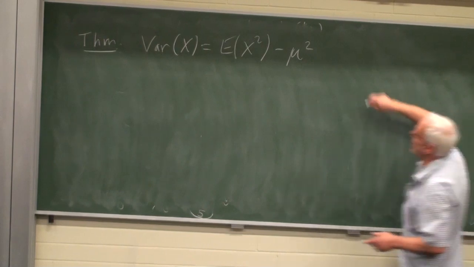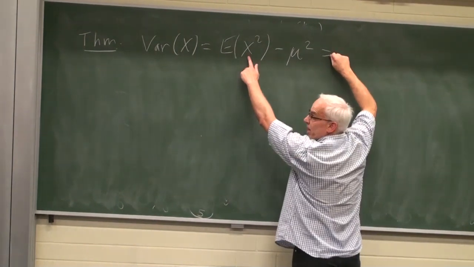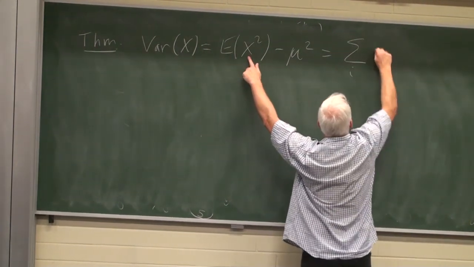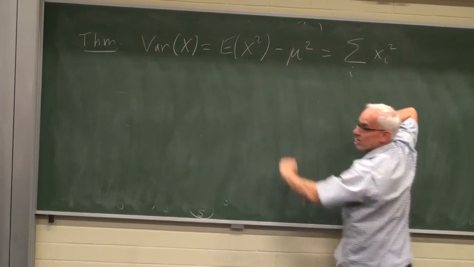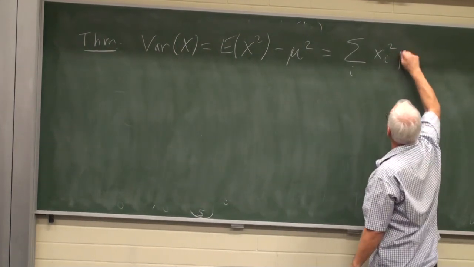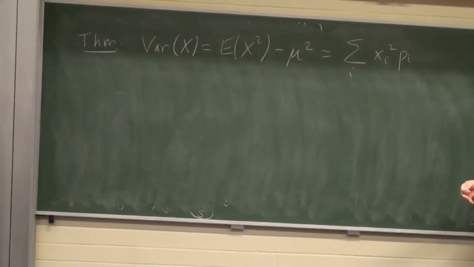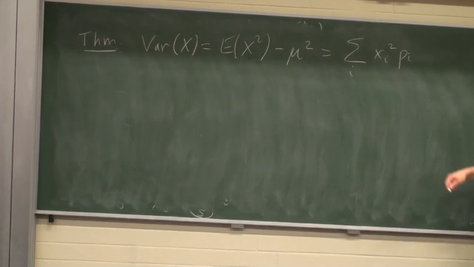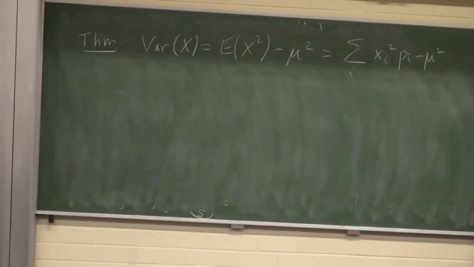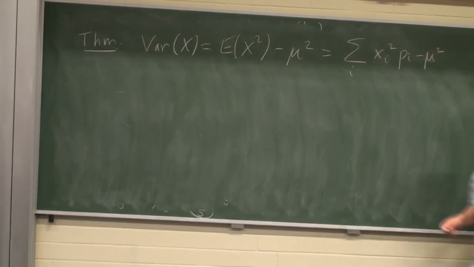And what do I mean by that? The expected value of x squared means the sum of the xi squareds times the pi's. It's like treating x squared as a new random variable. And the mu is just the expected value that we've done before. Let's prove this.